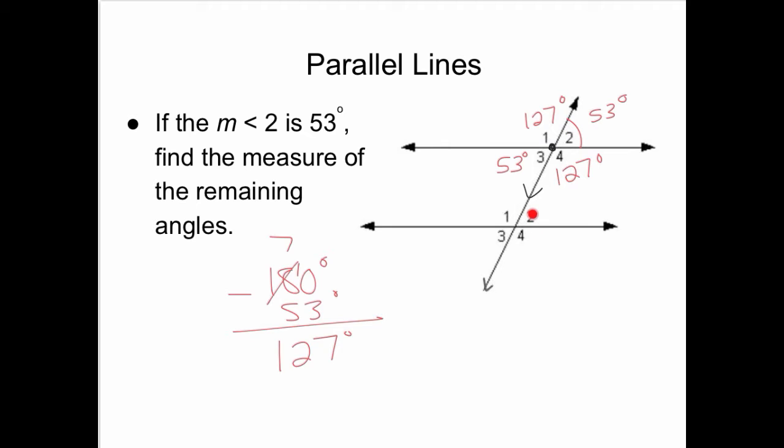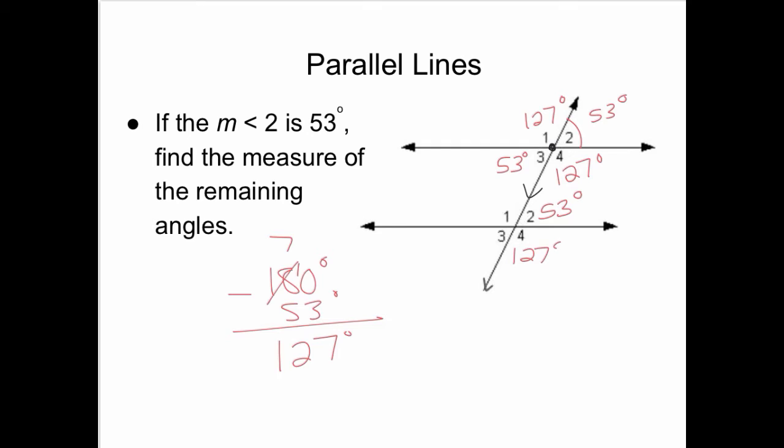They are in the same location. If this figure was separate from this figure, they would both be in the upper right. So that means that angle 2 down here is 53 degrees. And angle 4 and angle 4 here are corresponding angles. They're congruent. So that means their measures are the same.